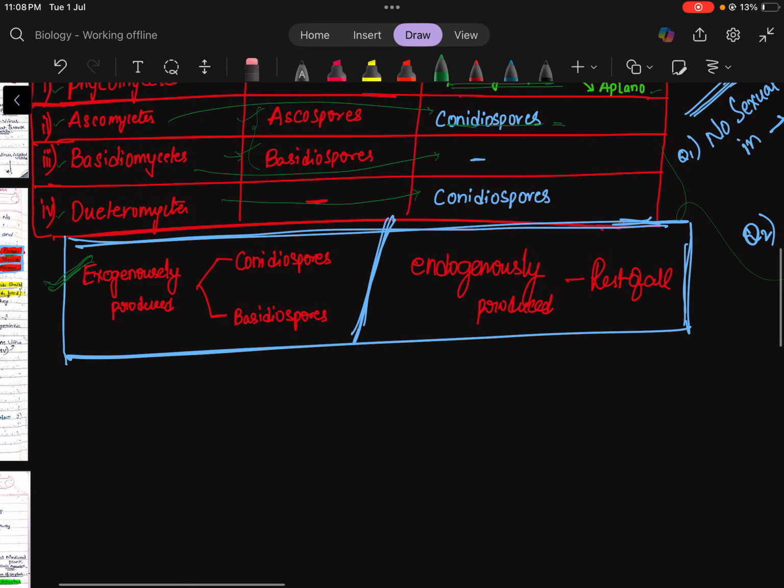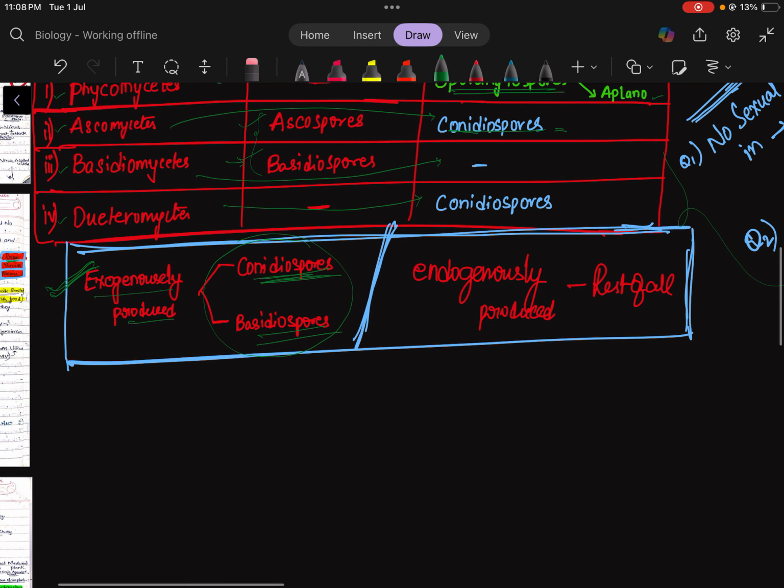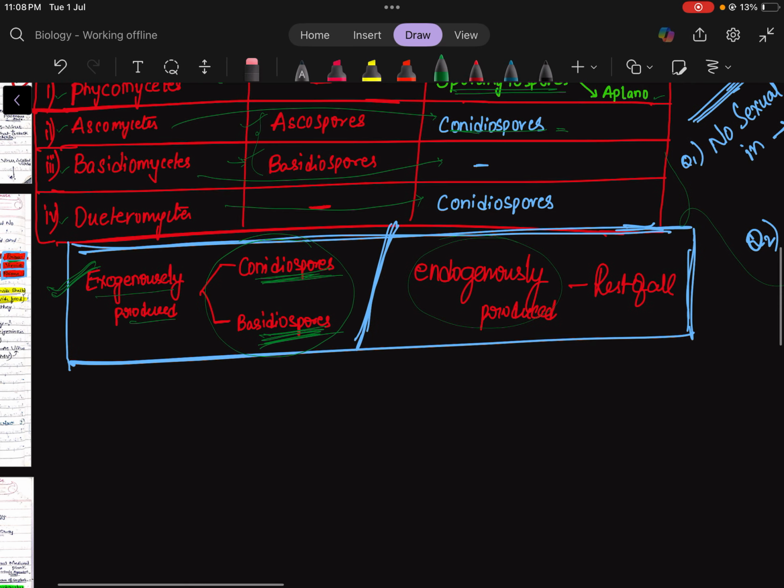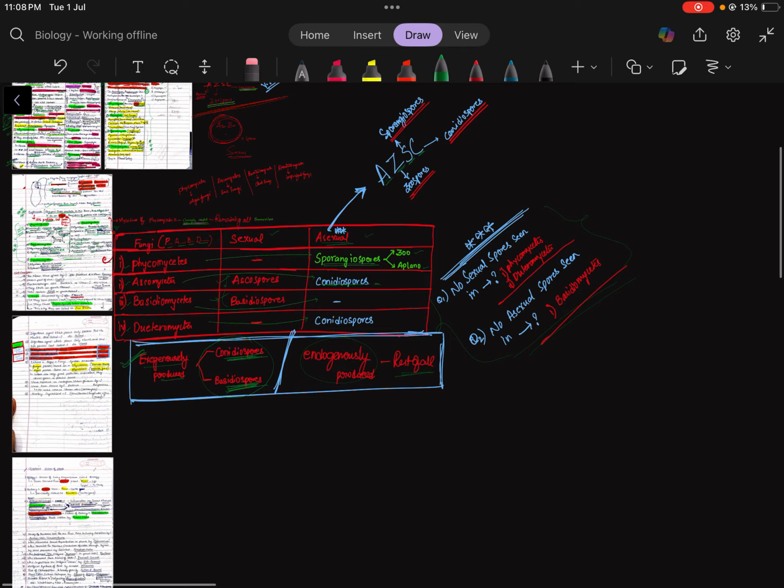This was a simplified one. Exogenously produced: conidiospores and basidiospores. They might ask you which of the following is exogenously produced. That is conidiospores and basidiospores. Which is endogenously produced? Rest of all. Rest of all are endogenously produced. That's it for chapter 2.